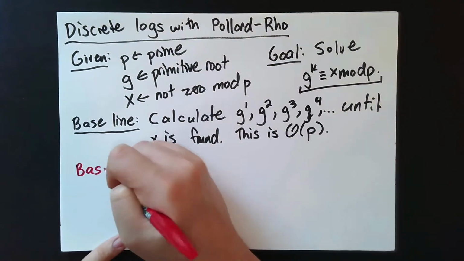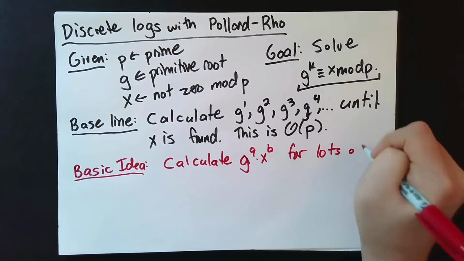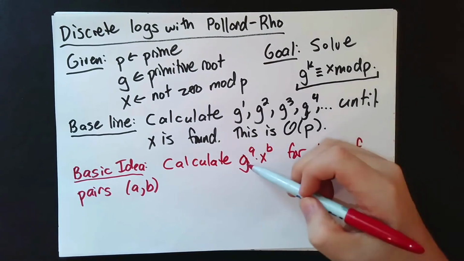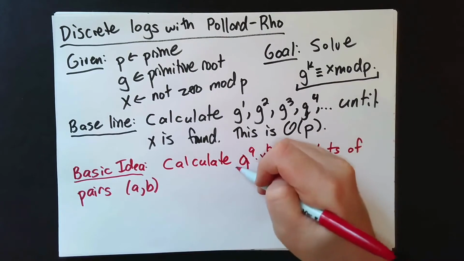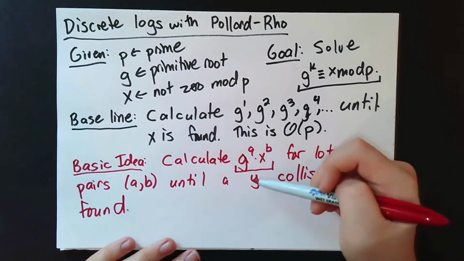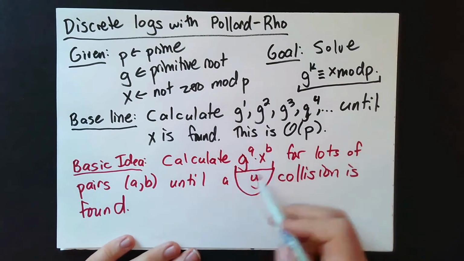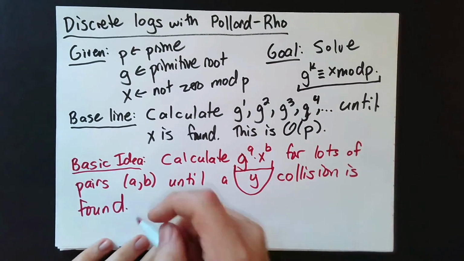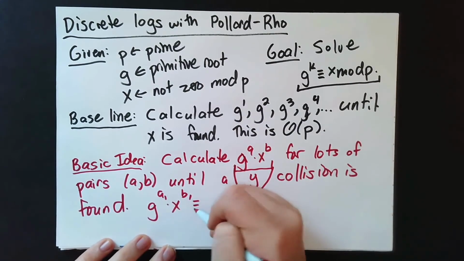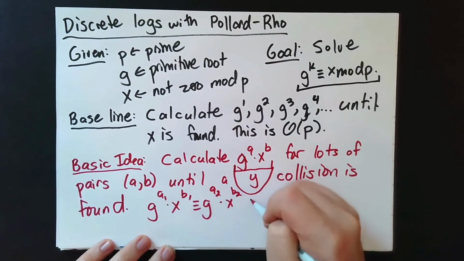What kind of collision are we going to look for? I'm going to calculate g to the a times x to the b for lots of pairs a and b, until I find two different times where this number is the same value. I'm going to call this number y. So I'm looking for two different pairs, a and b, that give me the same value of y. That looks like g to the a1 times x to the b1 is equal to g to the a2 times x to the b2 mod p.